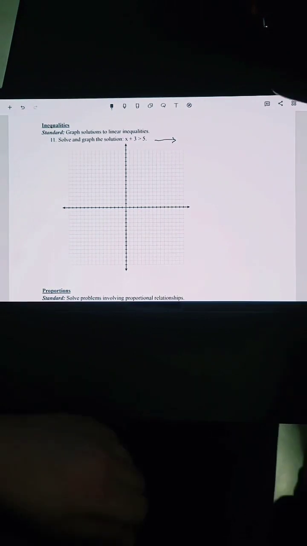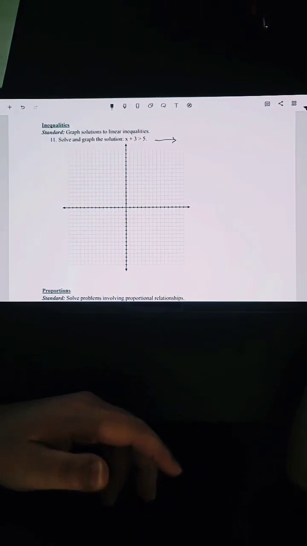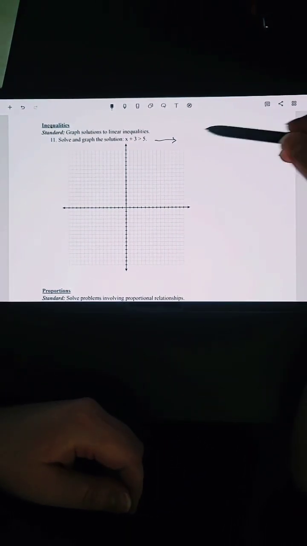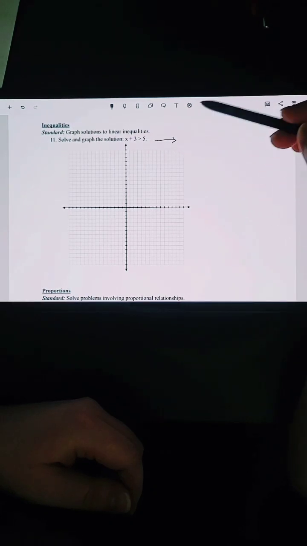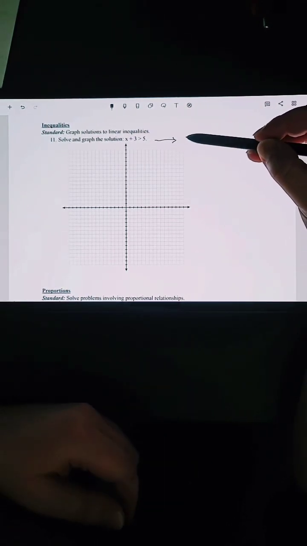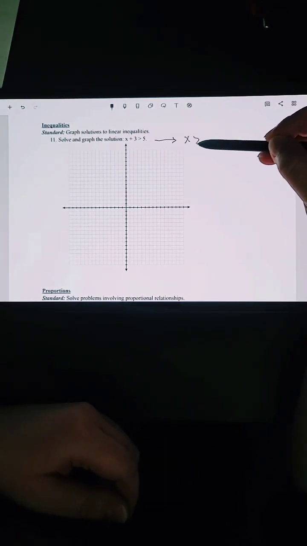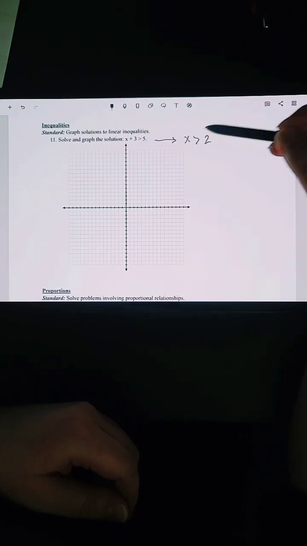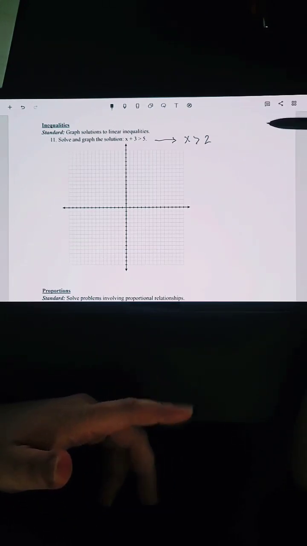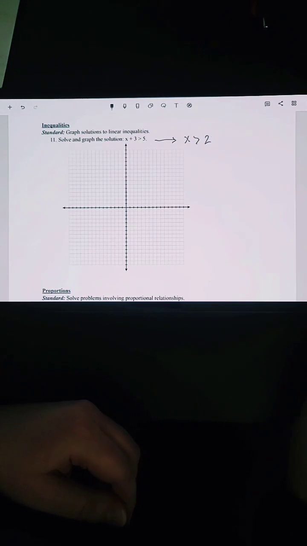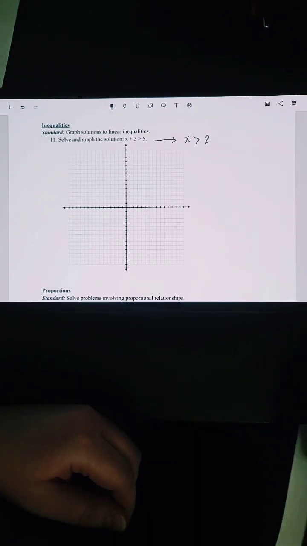Solving, basically, just like with an equation, you try to get x by itself. So I'm going to subtract 3 from each side so that x gets by itself. When I subtract 3 from each side, it cancels out on the left-hand side, and we get x is greater than 2 on the right-hand side. So now I've solved it. Now I'm going to graph it.